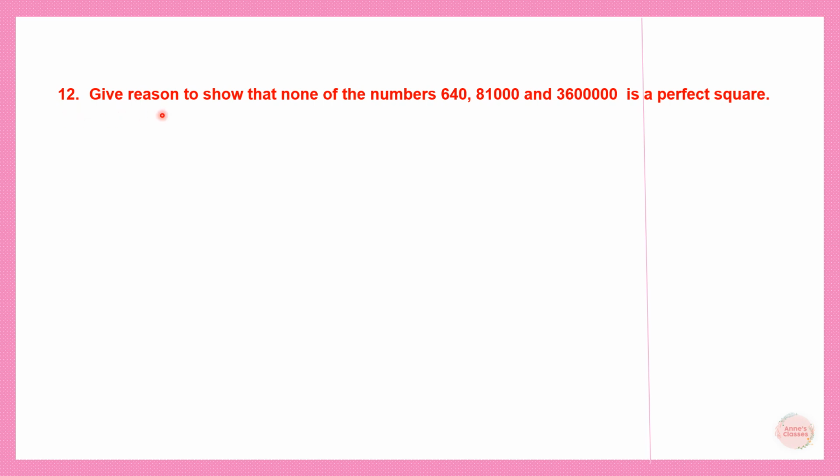Question 12. Give reason to show that none of the numbers given here is a perfect square. There are 3 numbers given, and they're saying that none of these numbers is a perfect square.